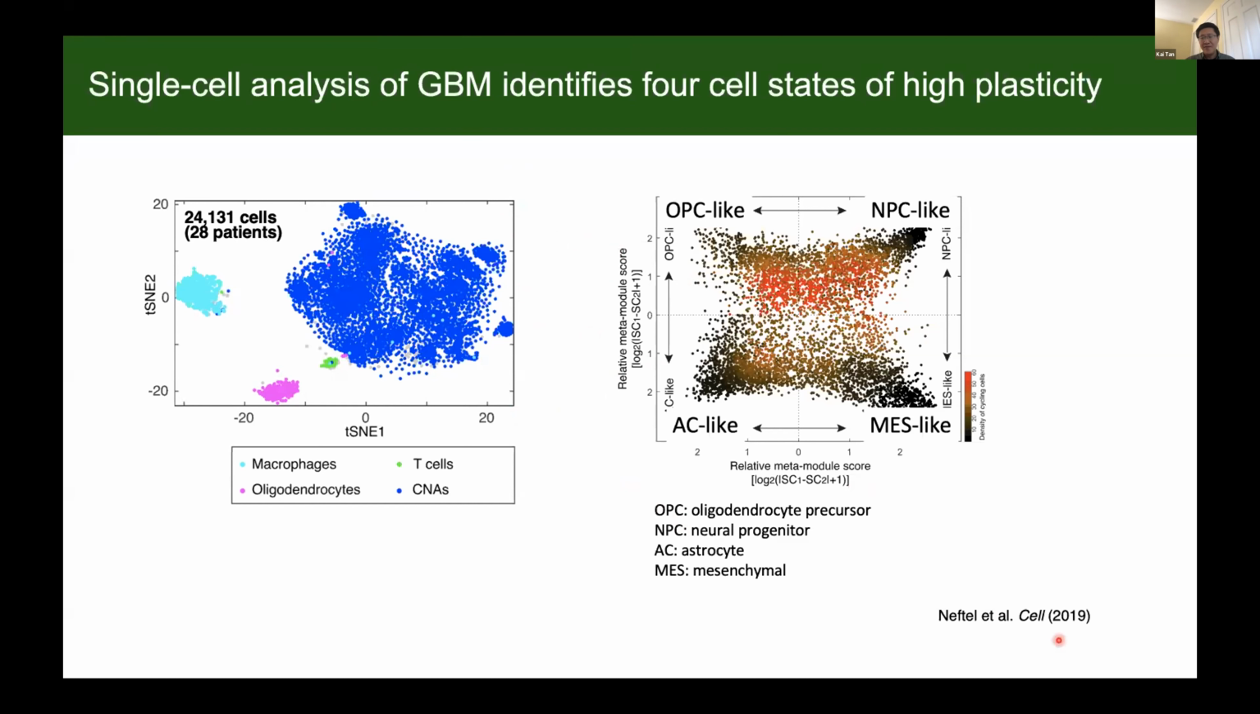So in this analysis, Neftel et al. sequenced 28 high-grade glioma samples, most of which are adult samples. Based on this data set and meta-gene analysis, they identified 4 cell states shown on the right: the OPC, oligodendrocyte precursor-like; NPC, neuroprogenitor-like; astrocyte-like, AC; and the mesenchymal-like, which the 2 previous speakers have touched upon. So these mesenchymal-like cell states really associate with aggressive therapy response.